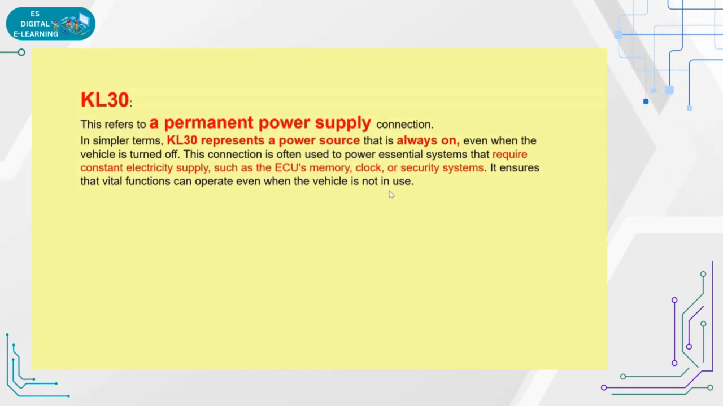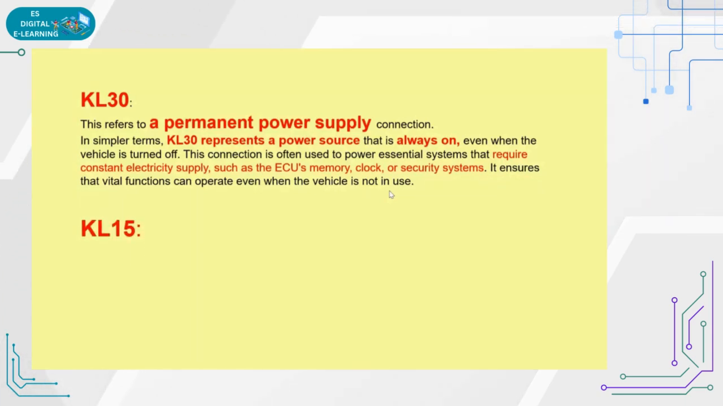So here are the two points you should remember: KL30 is the permanent power supply to the ECU. You need to give this in the interview. That's it. And next is KL15.